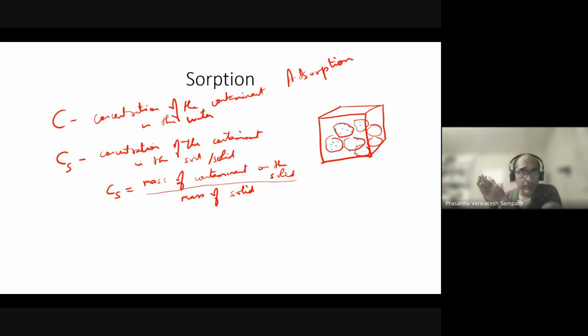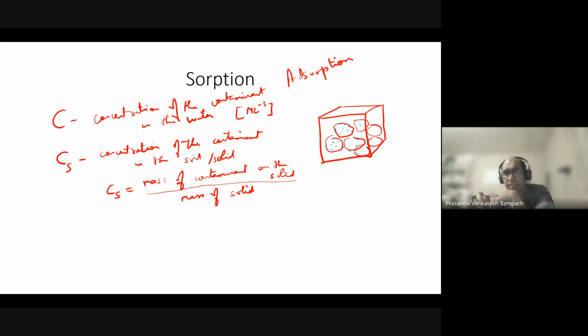So if I have a soil particle which has a certain mass, and then there are some contaminant particles attached to the surface of that soil particle. This concentration is defined in this manner: as the mass of contaminant on the solid divided by the mass of the solid, right? But if I want to remember, the concentration C has units of ML^-3, mg per liter or kg per meter cube and so on. But this one has a mass in the numerator and a mass in the denominator.